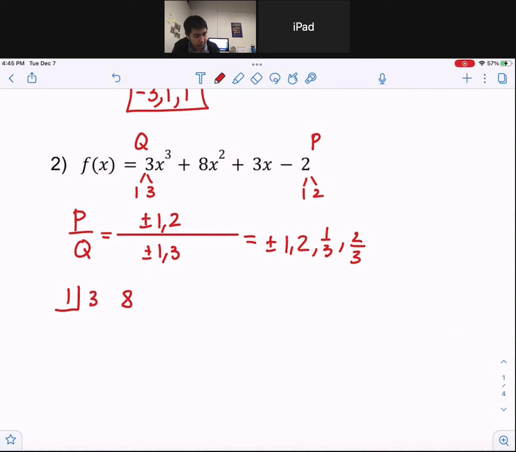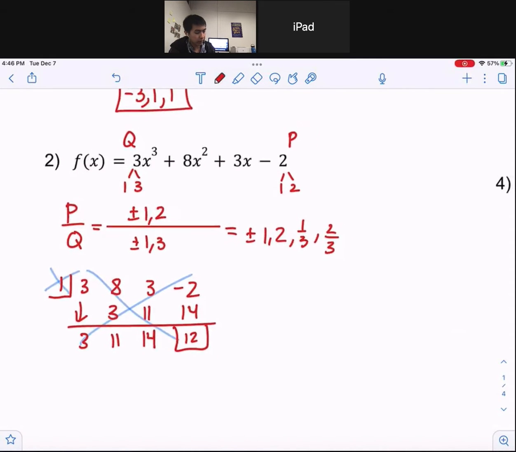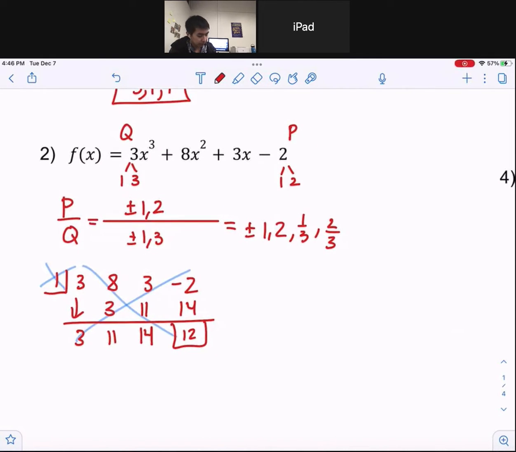So if you think that positive 1 is one of our answers, if you look, 3 times 1 is 3, you add, 11 times 1 is 11, you add, it's 14, 14 times 1 is 14. Clearly, this does not give us a remainder of 0, which means that 1 is not going to be an answer. It's not going to be one of our factors either. So that means you need to try a different number.